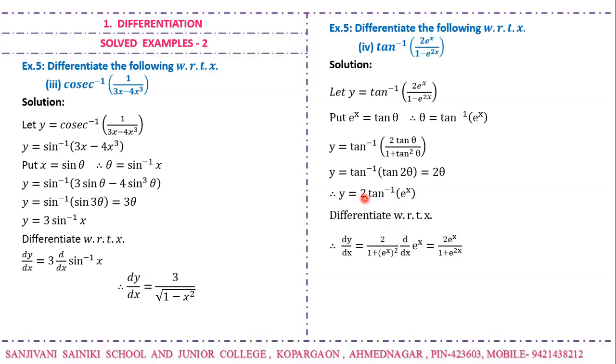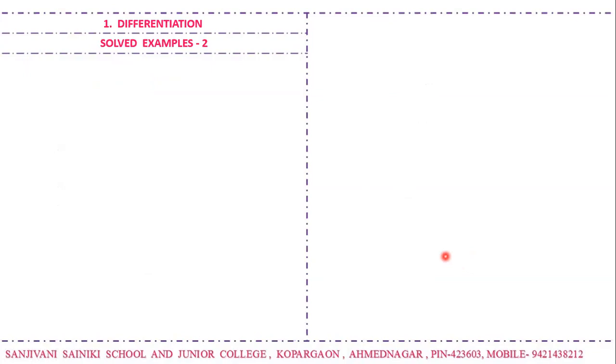2 is a constant, and for tan inverse of f of x, its derivative is 1 upon 1 plus f of x square into f dash of x. So 2 upon 1 plus e raised to x whole square into d by dx of e raised to x. But d by dx of e raised to x is e raised to x. So we get 2 e raised to x upon 1 plus e raised to 2x.